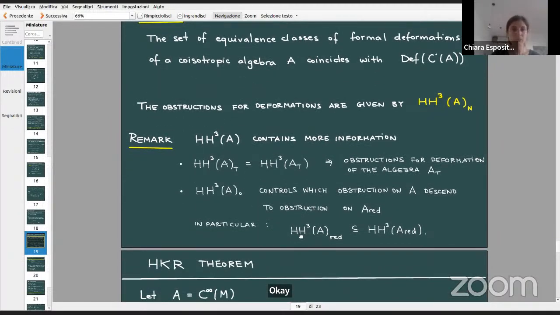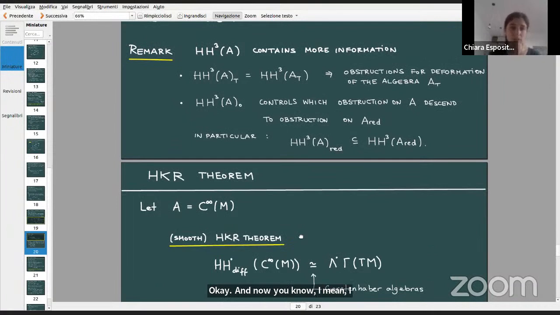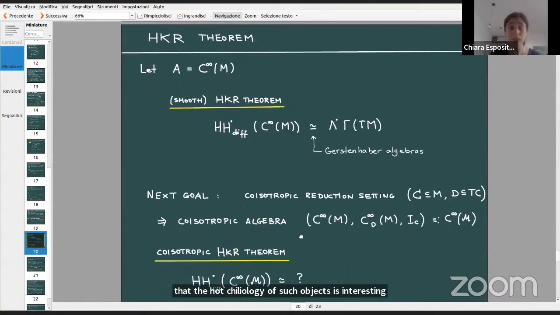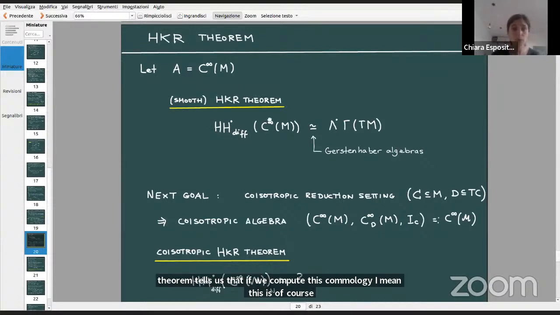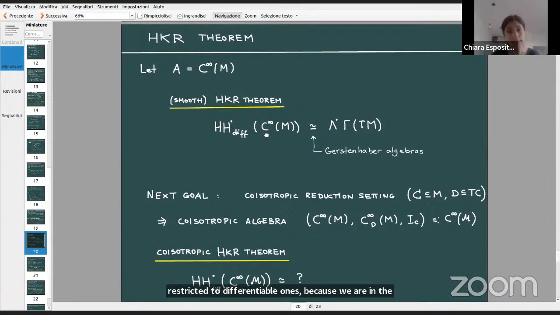Okay, and now I hope I convinced you that the Hochschild cohomology of such objects is interesting, and we really want to compute it in the case we are used to, the geometric case. So let's remember what happens with the HKR theorem for the algebra of smooth functions on a manifold. The smooth version of the HKR theorem tells us that if we compute this cohomology, restricted to differentiable cochains because we are in the smooth case, then it is isomorphic, as a Gerstenhaber algebra, to multivector fields on my manifold.